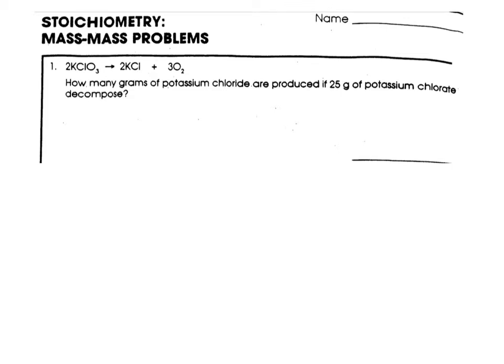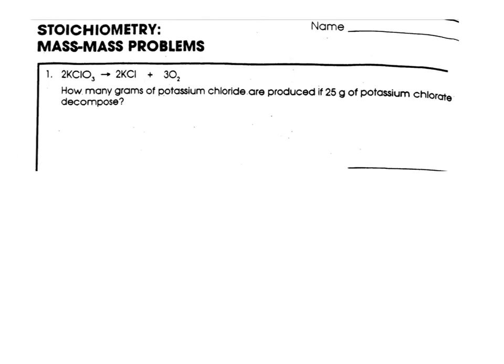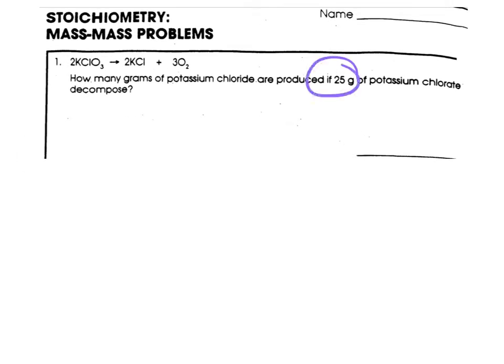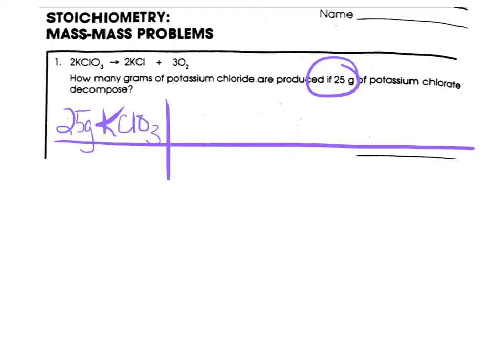Okay, to do a stoichiometry problem, you always want to start with the problem, the amount given in the problem. So in this one, we're going to start with the 25 grams. Again, labeling is crucial for these problems. So potassium chlorate, there's 25 grams of that. Your next step is going to do the molar mass of potassium chlorate.